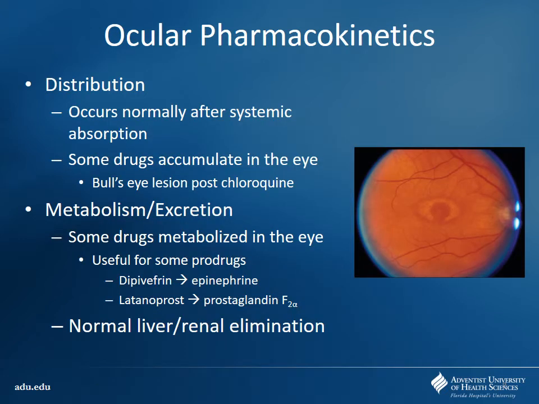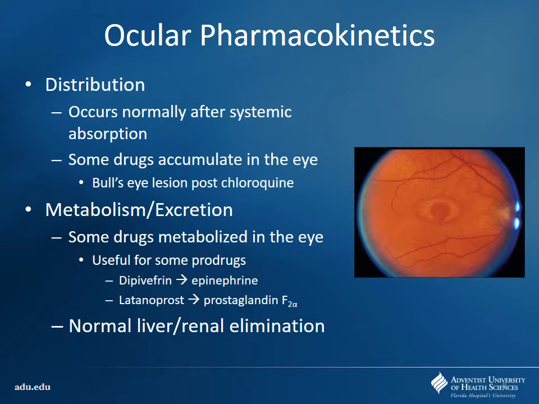As far as distribution goes, if it gets absorbed systemically, it's going to happen just like it would with any other drug applied systemically. But you may actually see some drugs accumulating within the eye. We'll talk about one antiviral that does this, but this is an example of a bullseye lesion that can occur after systemic administration of chloroquine. Chloroquine is an old school antimalarial medication, and you can actually end up seeing these accumulate in the eye over a period of time when it's being administered.